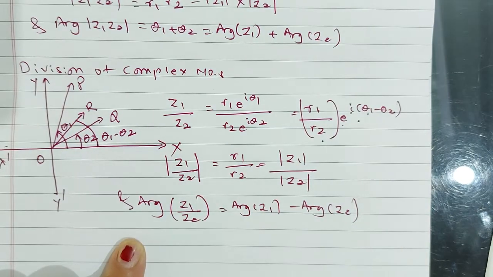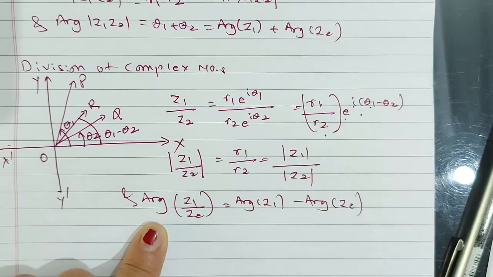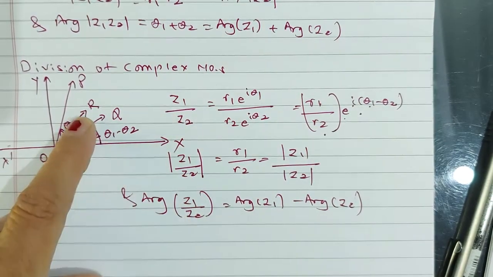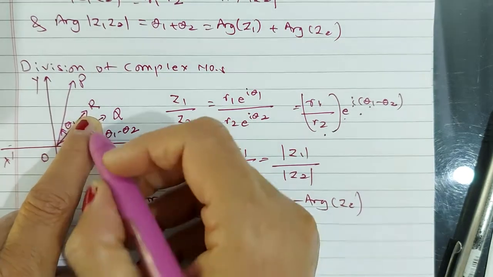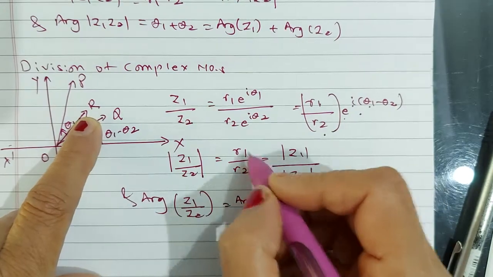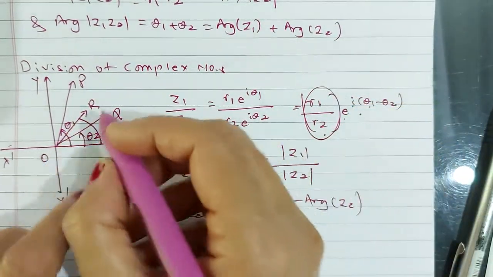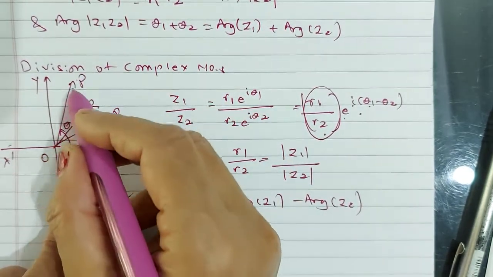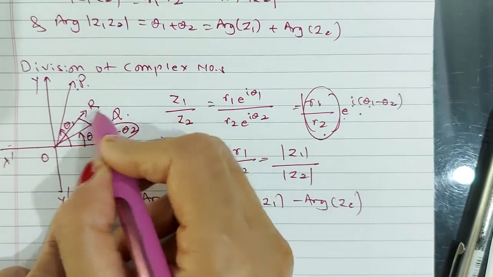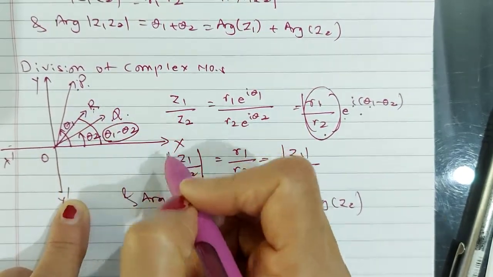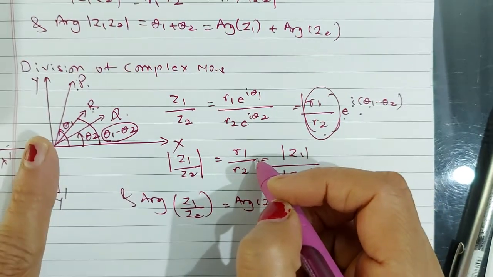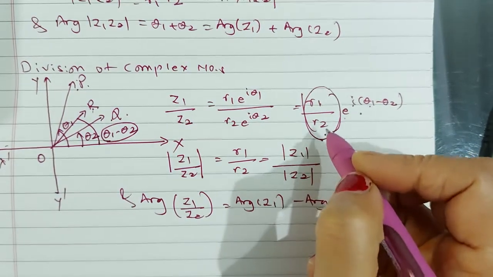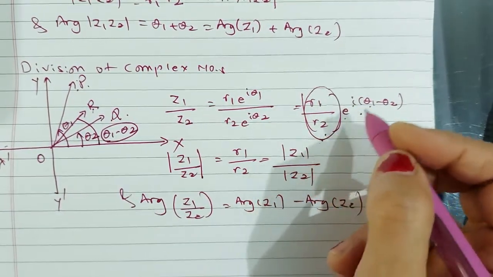Okay, so over here we can say that the complex number z1 by z2 is represented by the point R, which has polar coordinates r1 by r2 and angle theta 1 minus theta 2. In this case, point P is z1, point Q is z2, and point R is z1 upon z2. So the real part for that will be r1 by r2, and the polar coordinates are r1 by r2 and theta 1 minus theta 2.